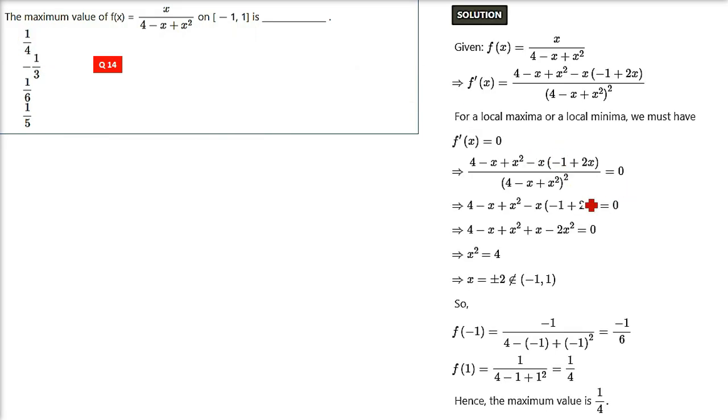So this is the reference for you. So you can just follow these. All these sentences you have to write. Hence the maximum value is 1 by 4.